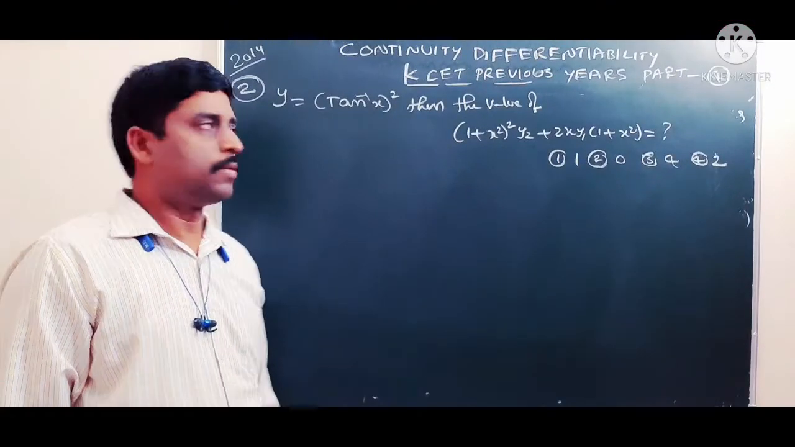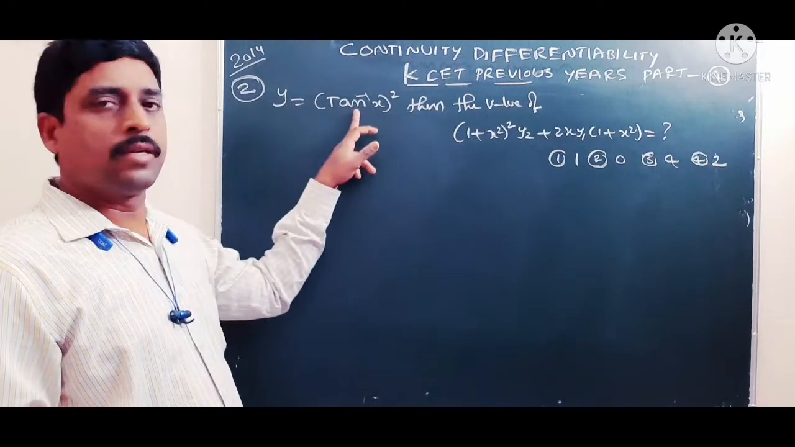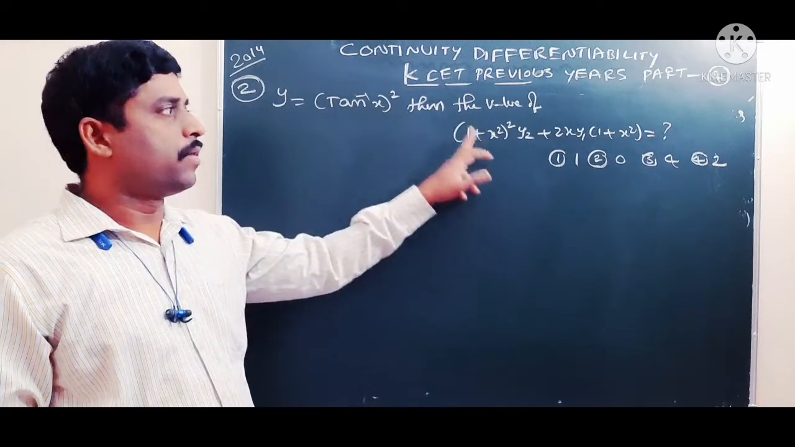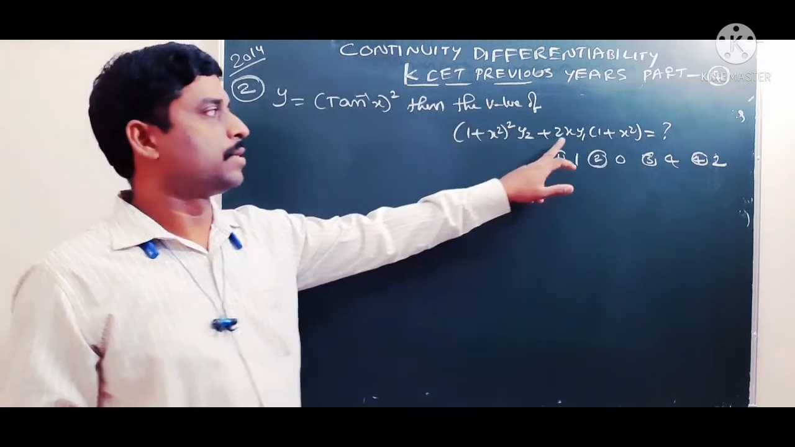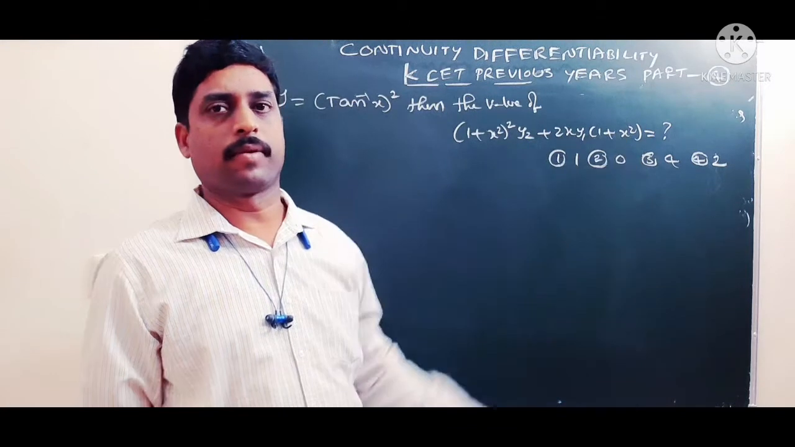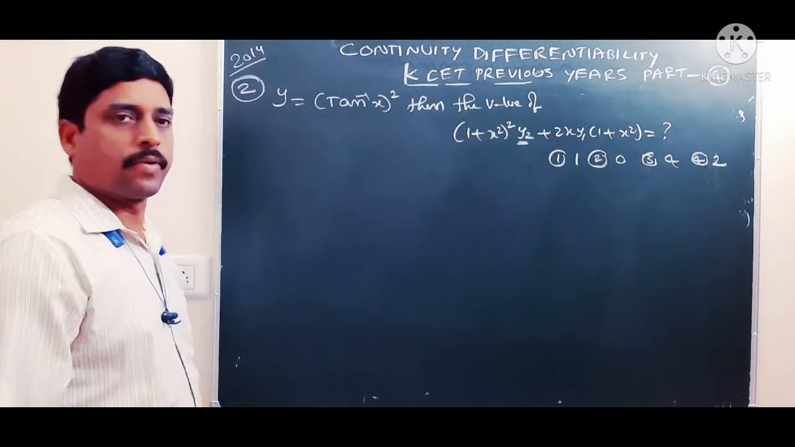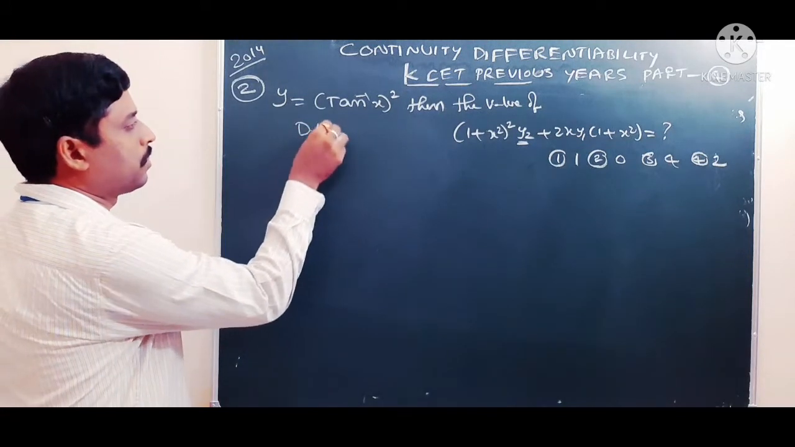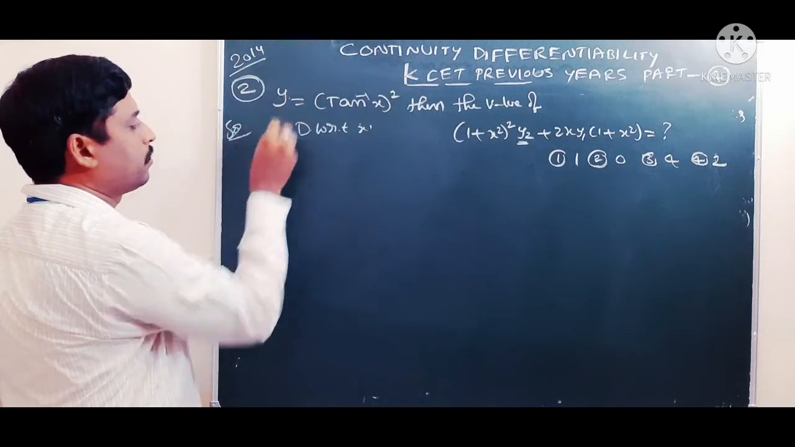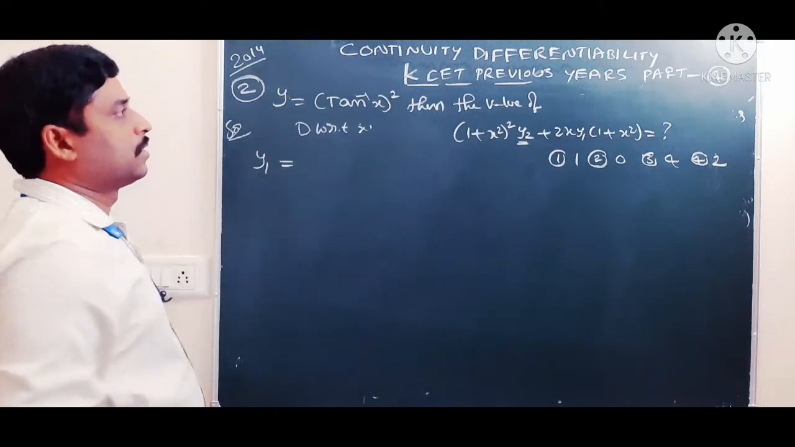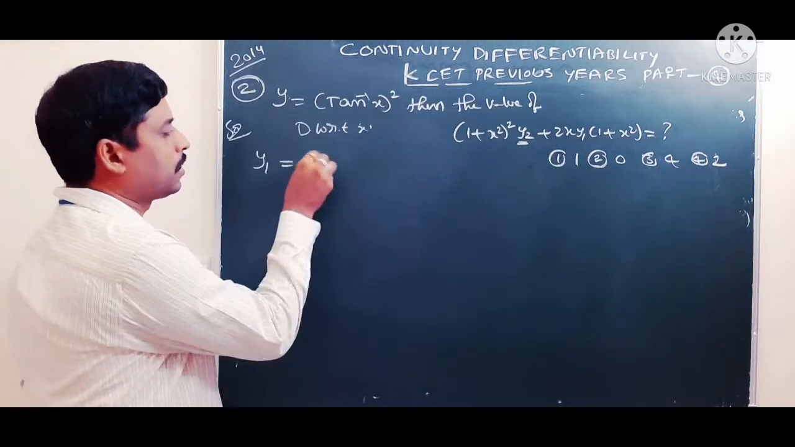Let us go to the next problem. This is also from 2014. y is equal to (tan inverse x) whole square. Then the value of (1 plus x square) whole square y2 plus 2x(1 plus x square) y1. In this, y2 means double derivative, d square y by dx square. So now applying derivative on both sides. Derivative of y is y1. Derivative of (tan inverse x) whole square would be 2 tan inverse x.